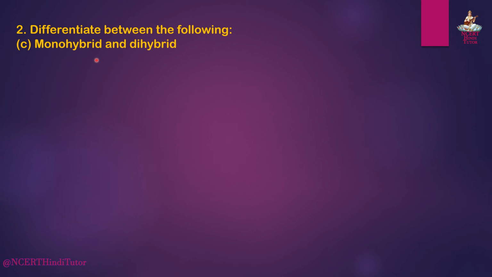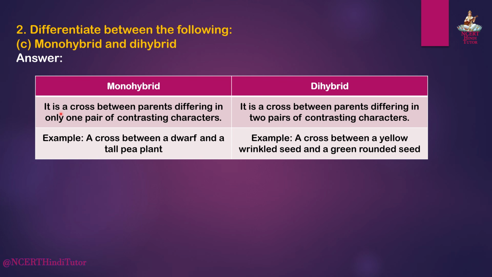C. Monohybrid and dihybrid. Answer. Monohybrid. It is a cross between parents differing in only one pair of contrasting characters. Dihybrid. It is a cross between parents differing in two pairs of contrasting characters. Monohybrid example, a cross between a dwarf and a tall pea plant. Dihybrid example, a cross between a yellow wrinkled seed and a green rounded seed.